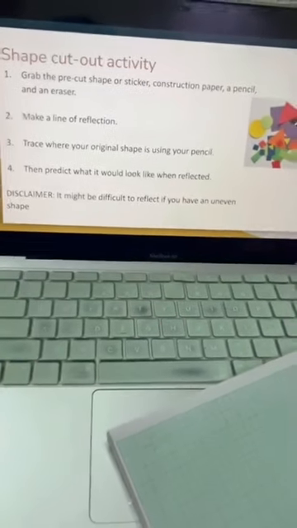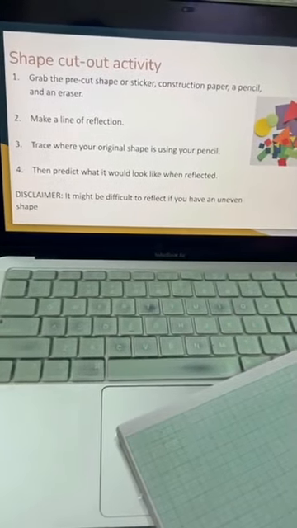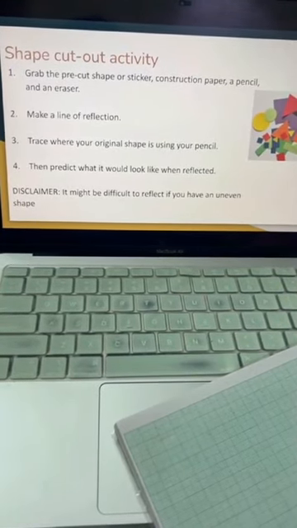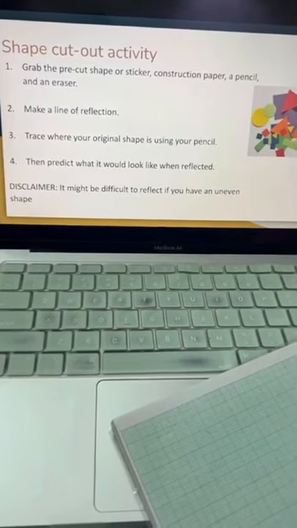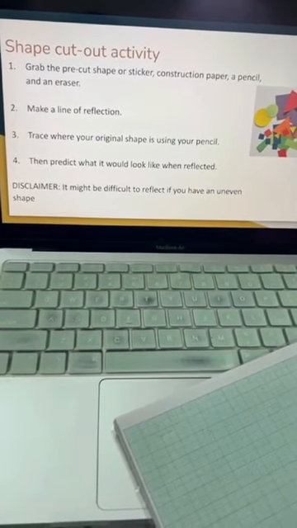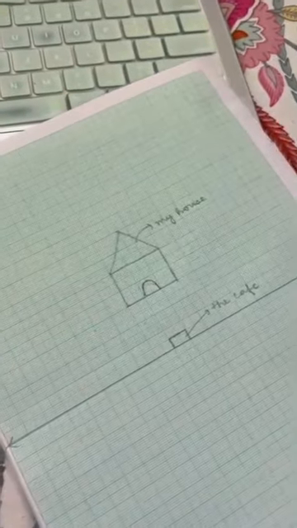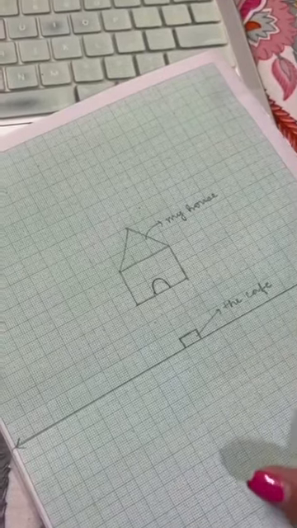This is our first activity. It's called the shape cut out activity. All you need for this activity is a pre-cut shape, construction paper, a pencil and an eraser. So I've got my cutout paper, and I have this little house, or the shape I drew on my construction paper, and that works as well.